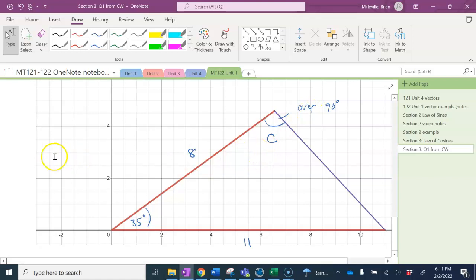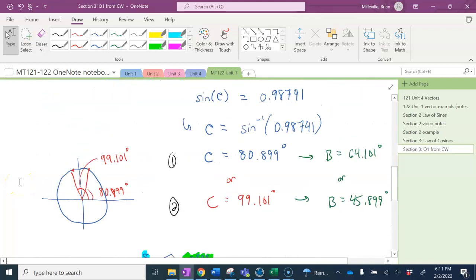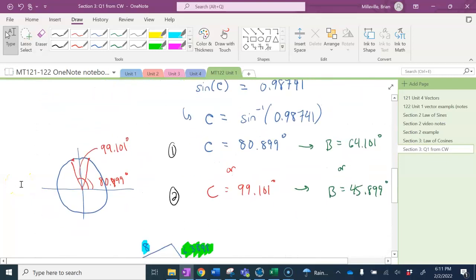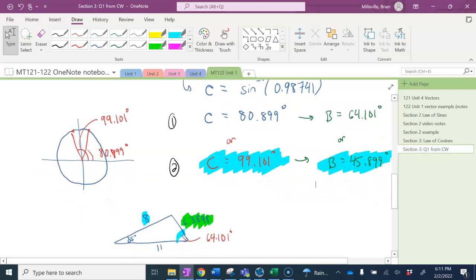That was kind of unintentional. I didn't intend for it to get that sticky in terms of the cases, but it turns out that this is the winning pair, where we have C is 99.101 and B is 45.89. And again, you can kind of reason it out just from the size of the angles. Side length 8 and side length 6.38 are close to each other, so those angles shouldn't be that far apart. So 45 and 35 aren't that far apart, versus 35 and 64 are quite further apart.